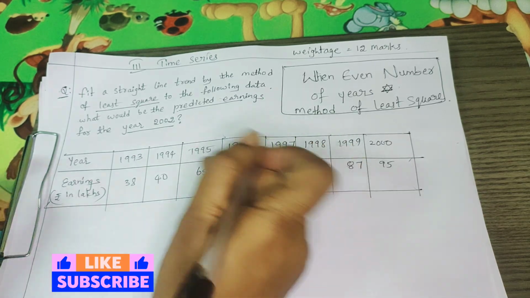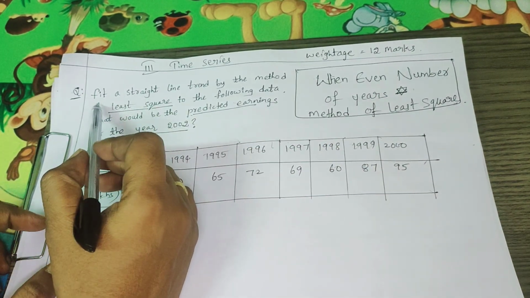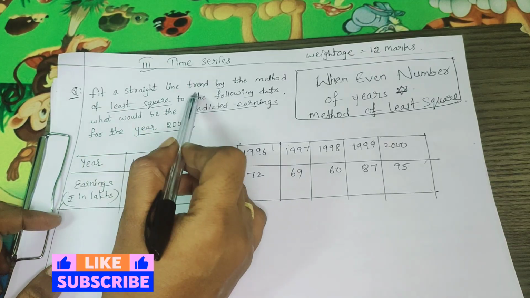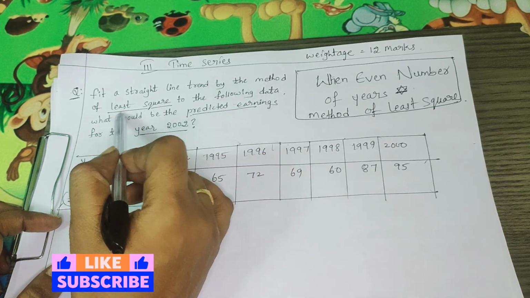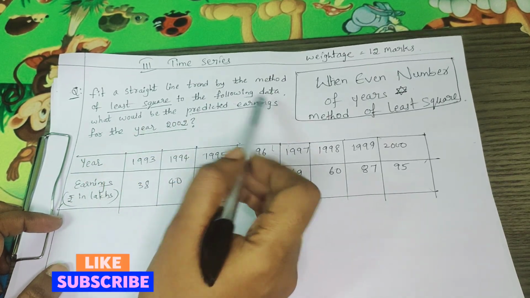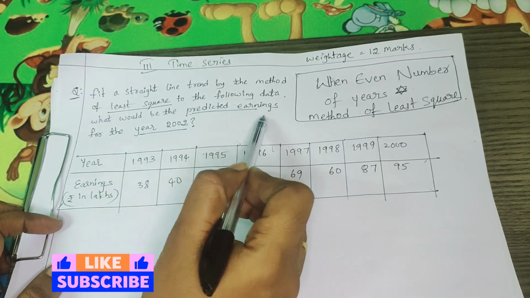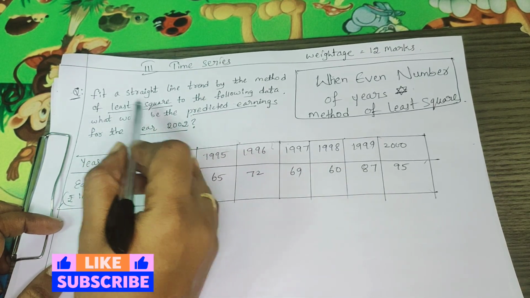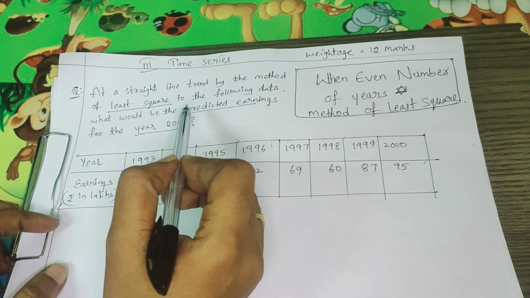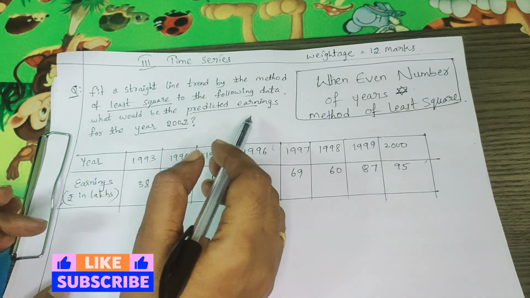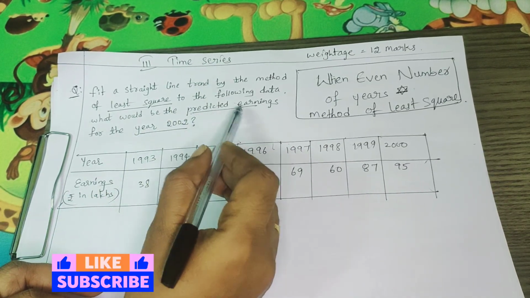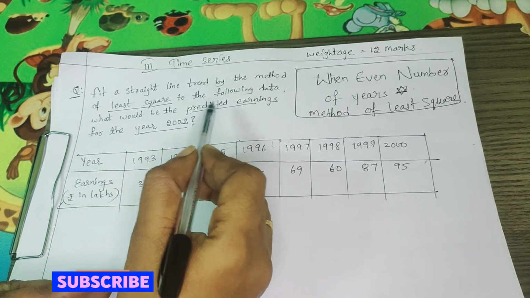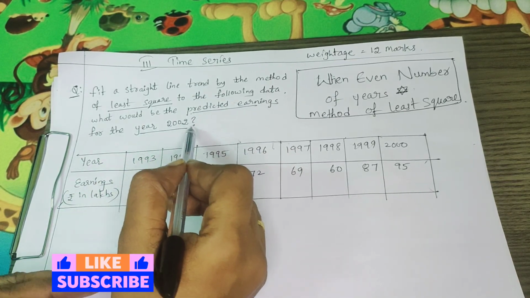Let's see. We have one example here. Fit a straight line trend by the method of least square to the following data. What would be the predicted earnings for the year 2002? So here we need to follow least square method. After calculation of trend equation, you need to calculate predicted earnings. That is nothing but estimated earnings for the year 2002.